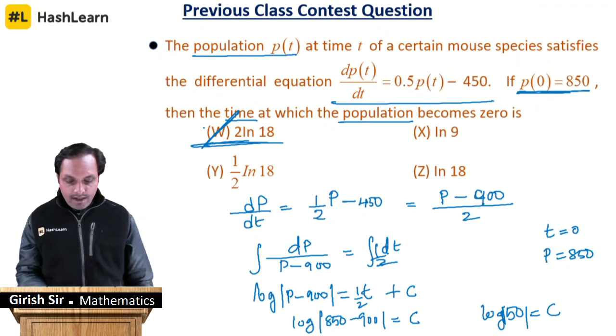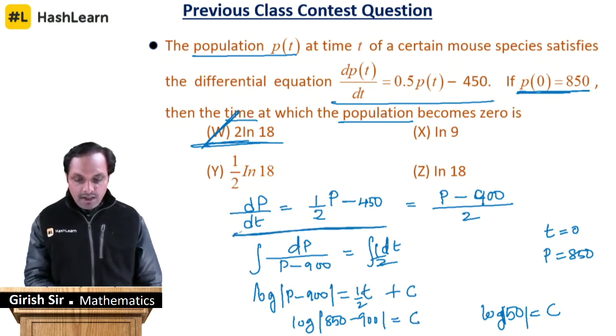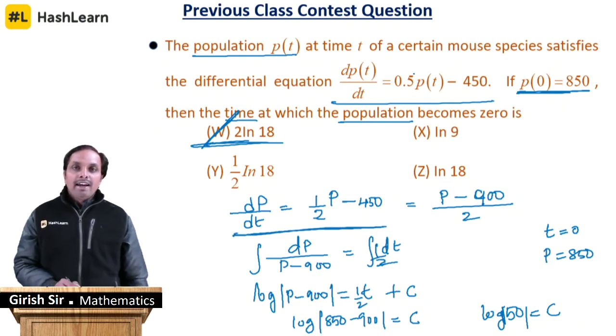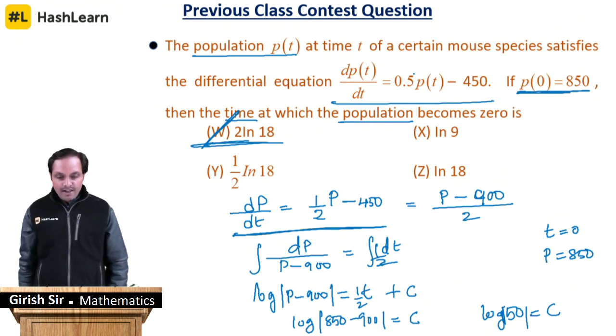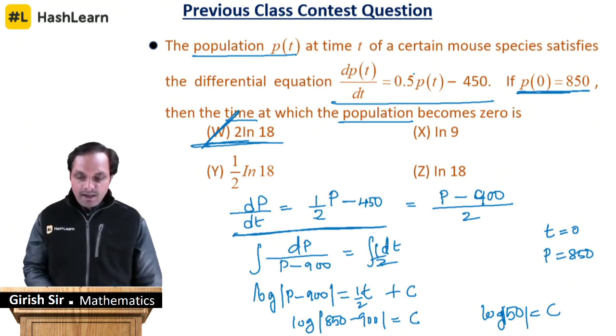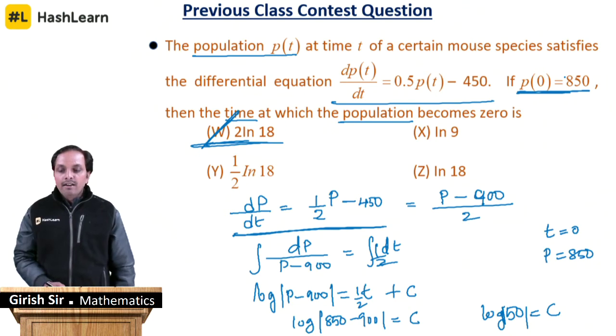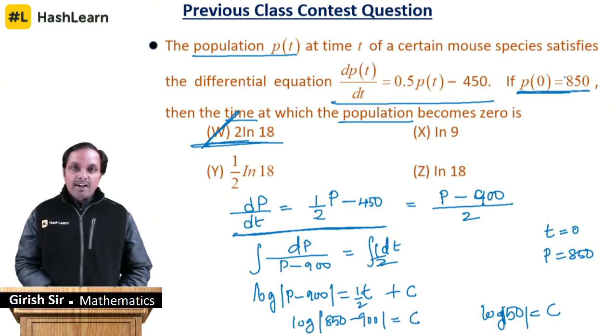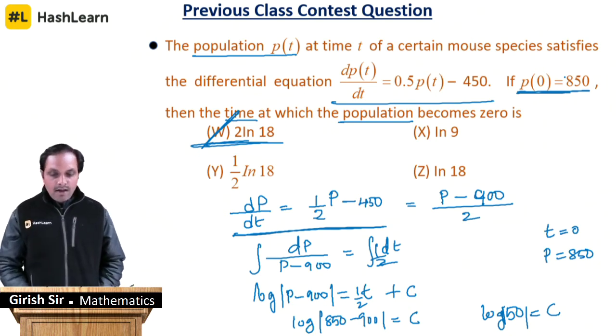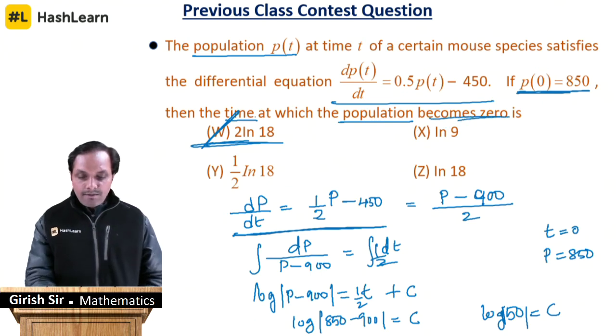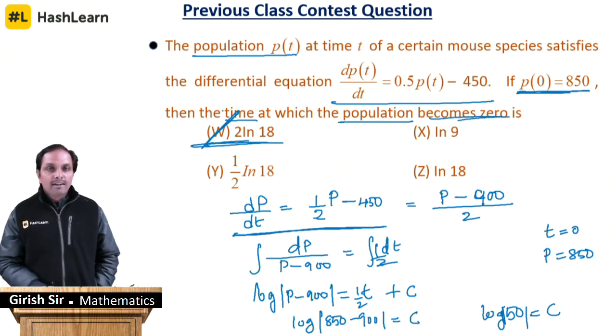So first, take your population equation, separate the P terms and dt terms, and integrate. Afterwards, for the given interval, starting population is 850 when time is 0, just substitute that, and finally put population as 0 and find the time. Okay, fine then.